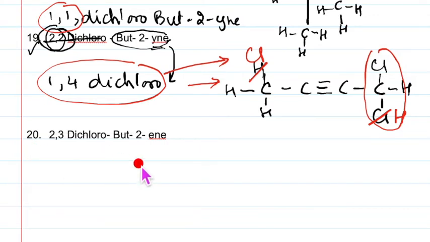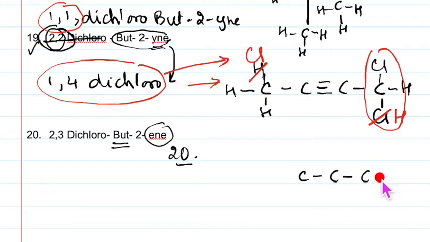Now we come to number 20. For the 20th one, we have but-2-ene. Root word is but, means it is C single bond C single bond C single bond C. And the second carbon has a double bond. "Ene" means double bond. So each one of these carbons will have to show four valencies. So for this carbon, 1, 2, 3, 4. For this carbon, 1, 2, 3, 4. For this carbon, 1, 2, 3, 4. And for this carbon, 1, 2, 3, 4.